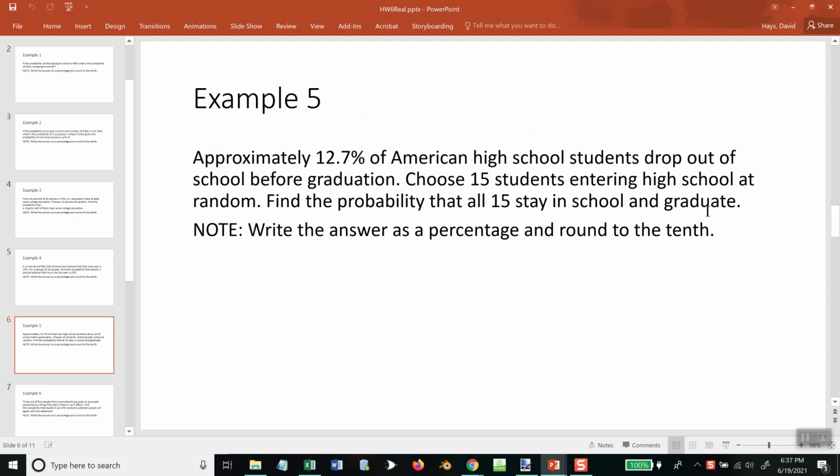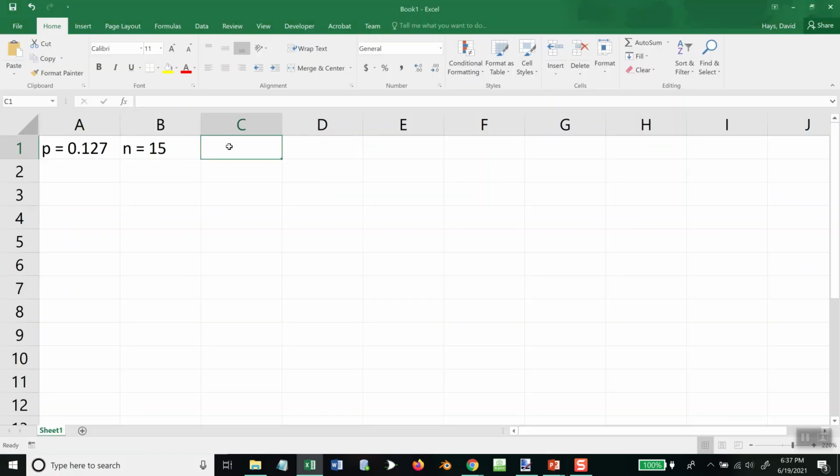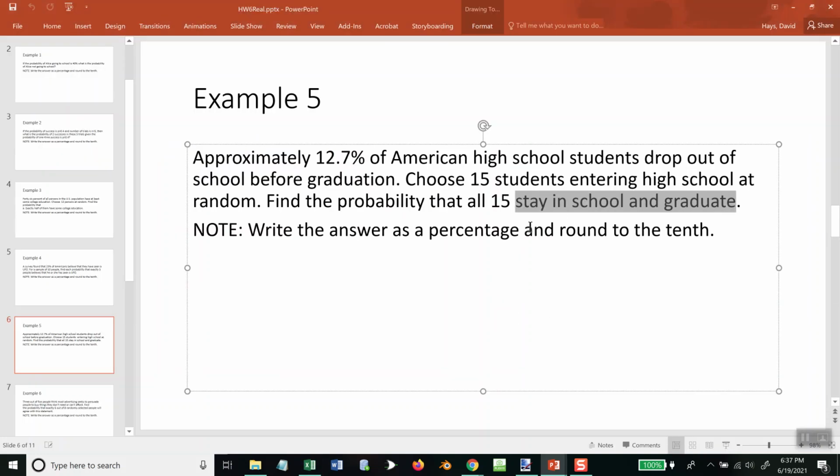I hope I haven't missed any of these before this. I almost missed this one. Very important what it's saying here. This percent here is based upon dropping out. Those students drop out. This is asking about them staying in school, which means that if 12.7% drop out, then 0.873 stay in school. Very important there. I almost missed that.